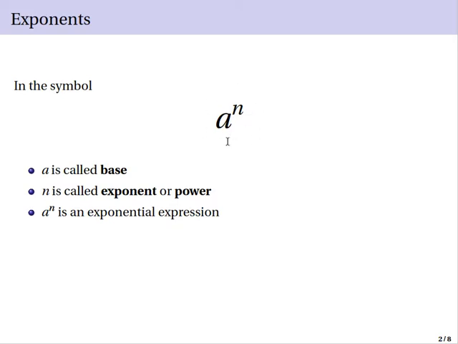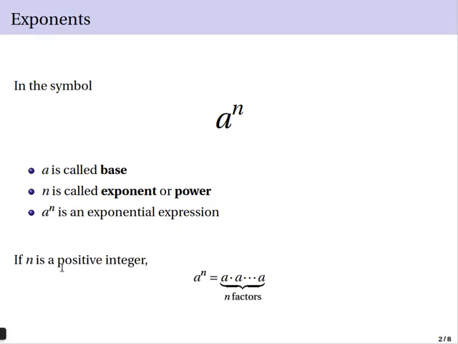So here we consider this symbol. We have a and then there's a superscript n, and this is read as a to the power n or a raised to n. And in this symbol, a is called the base and n is called an exponent or the power. And the whole symbol a to the n is an exponential expression.